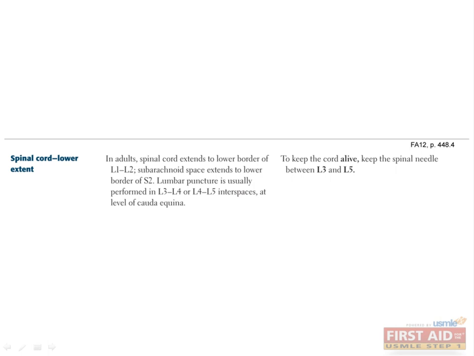In adults, the spinal cord ends around L1 to L2. Therefore, a lumbar puncture is generally performed between L3 and L5 to prevent harming the spinal cord. Remember, to keep the cord alive, keep the needle between L3 and L5.